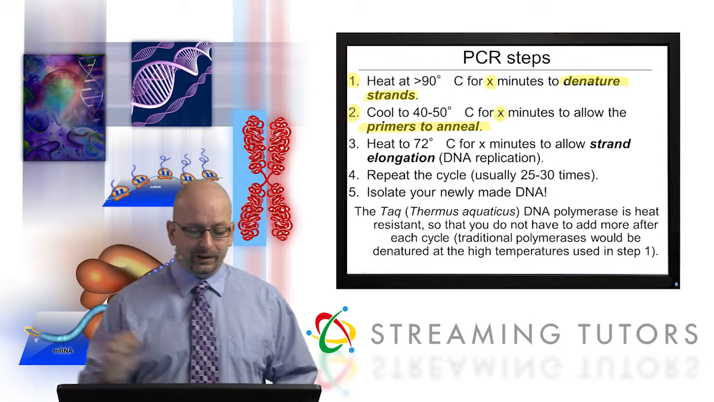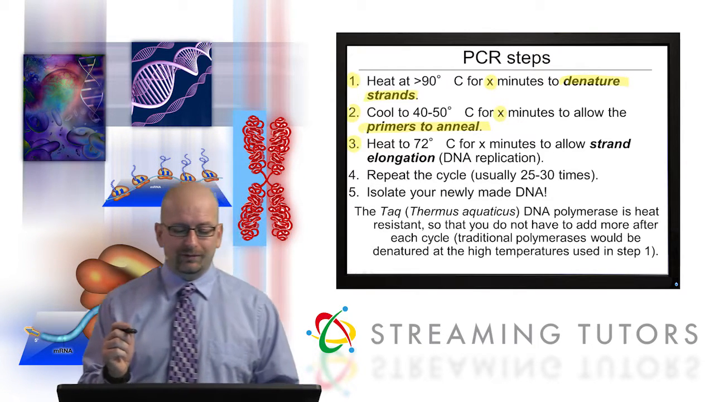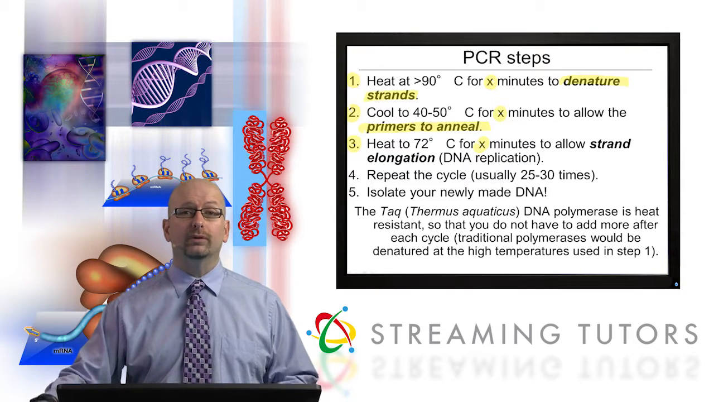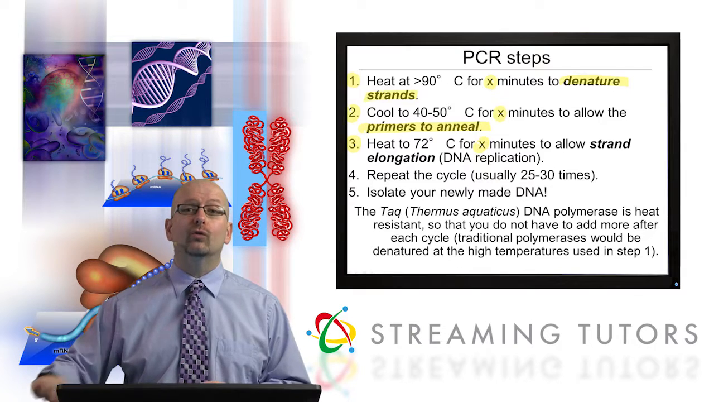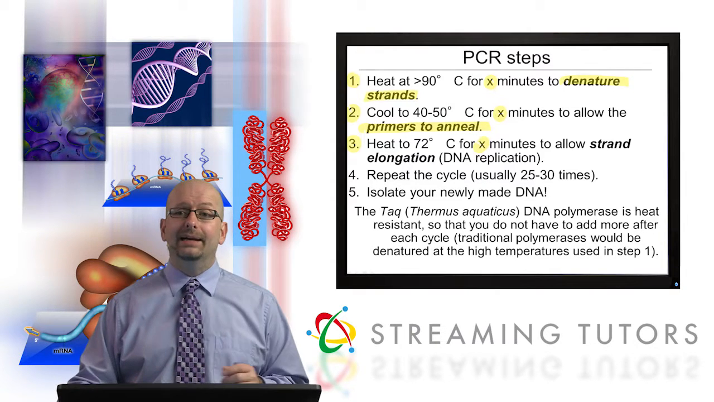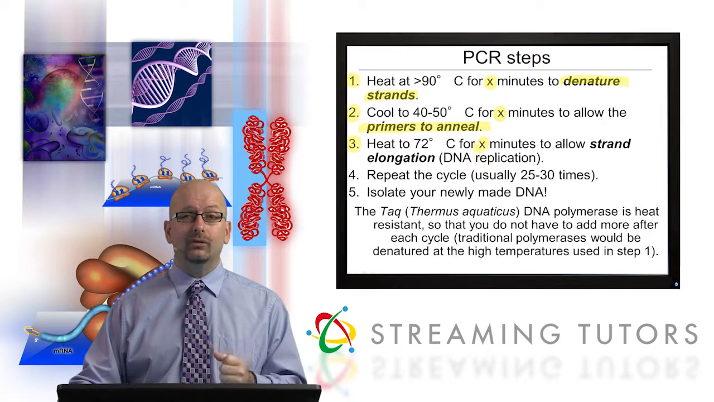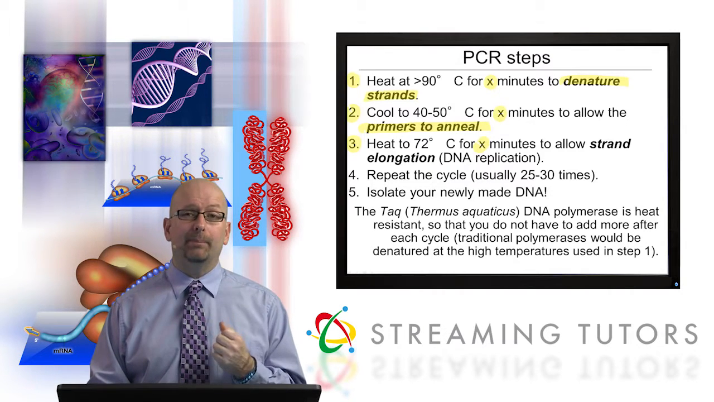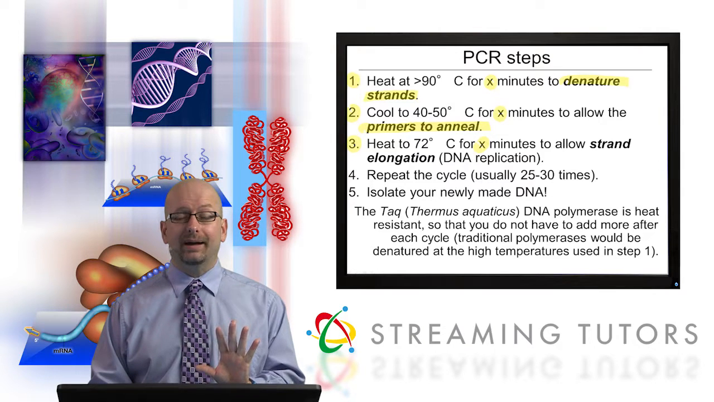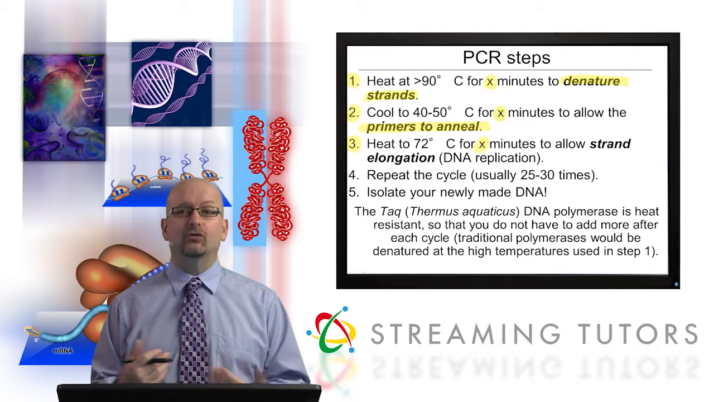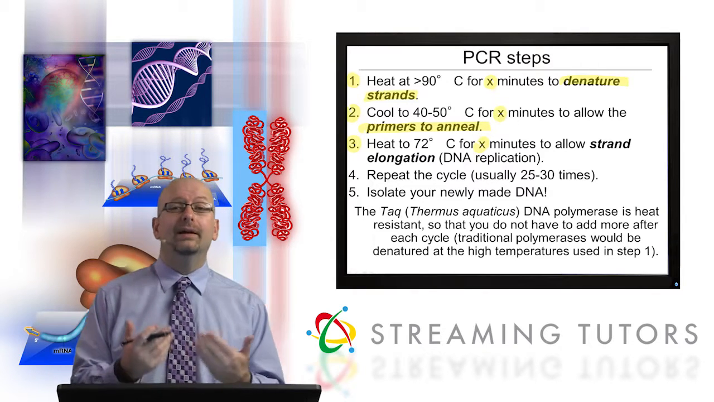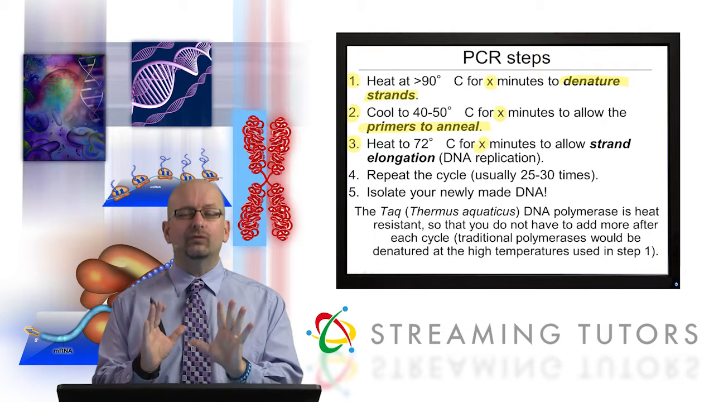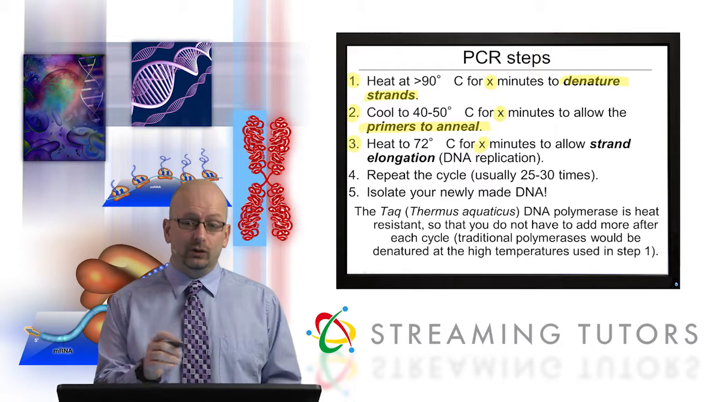Now, we're going to heat it back up, not quite so hot, to 72, again, for however many minutes. This is where the actual replication is going to occur, the strand elongation. Okay? Now, 72 degrees is the optimal temperature for the enzyme Taq polymerase. This is not normal according to us. Our enzymes like to work at 37. They'd be denatured at 72. So just follow me for a minute and I'll explain why we need to do that.